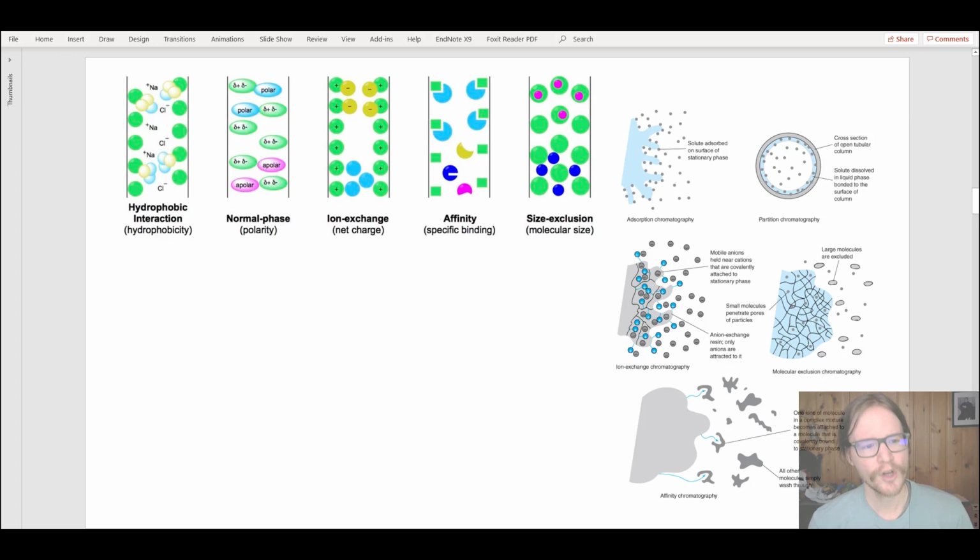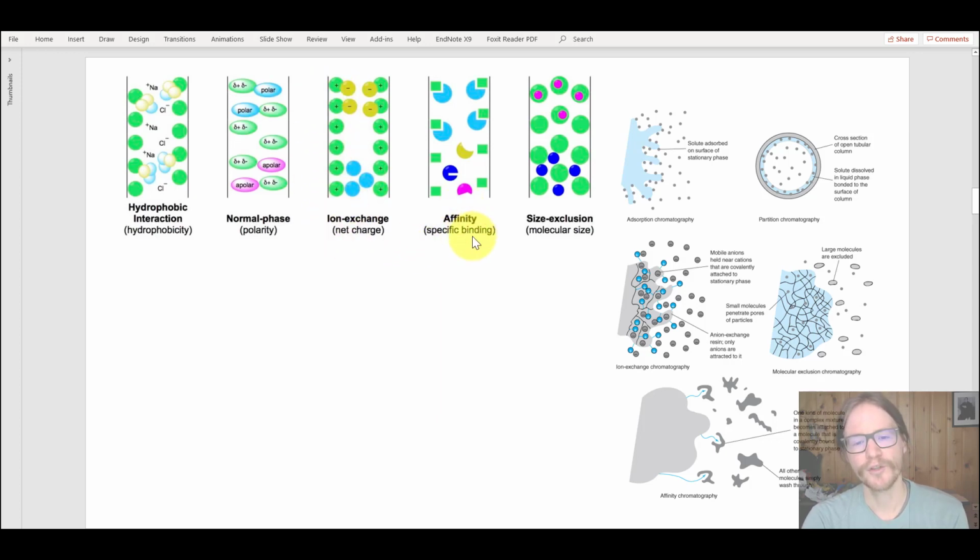So we could have interactions based on hydrophobicity. We could have things based on what we call normal phase, which I'll talk about in a later video, as opposed to reverse phase. So we could have ion exchange type chromatography, which means that we're leveraging the charge and size of ions, meaning we have a stationary phase that's charged, either positively or negatively.